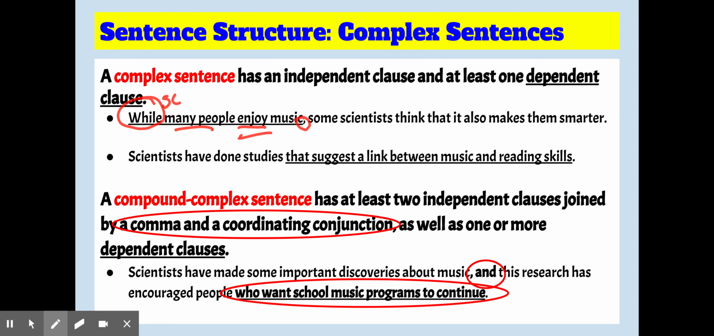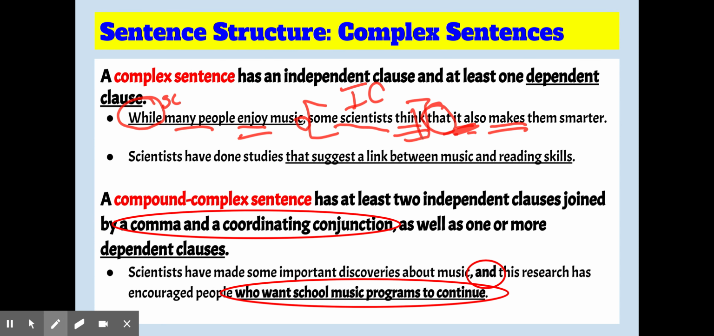So, but some scientists think that it also makes them smarter. Well, some scientists think, technically that's an independent clause. I can call it a day. Because scientists, what do they do? They think. I could put a period. I know that. And then I also have another subordinating conjunction, which is a relative pronoun, but we're going to get into that right now. So that it also makes them smarter. It is my subject, makes is my verb.